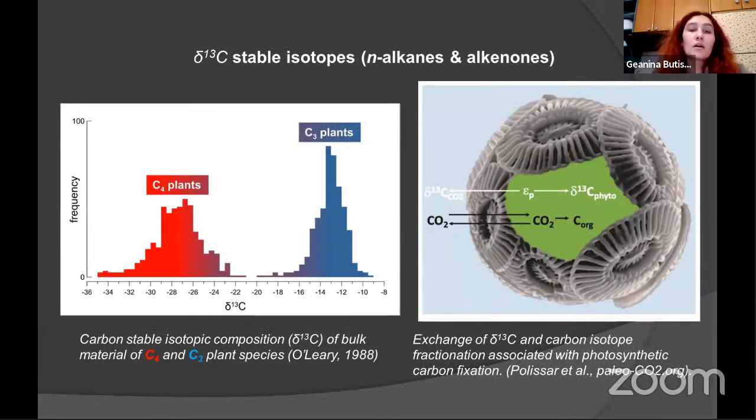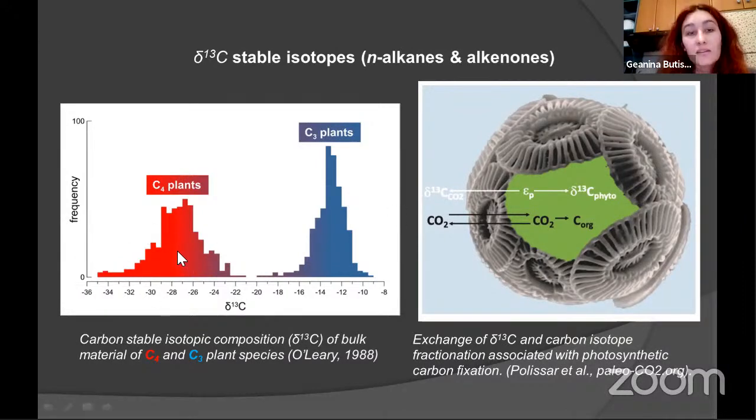Further, we purified all these components, and we measured the carbon and hydrogen isotopes. We did this because, for example, the carbon isotopes on plants give us very good indications of what kind of vegetation mix we have.